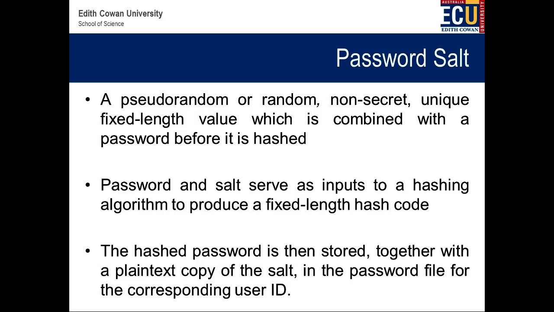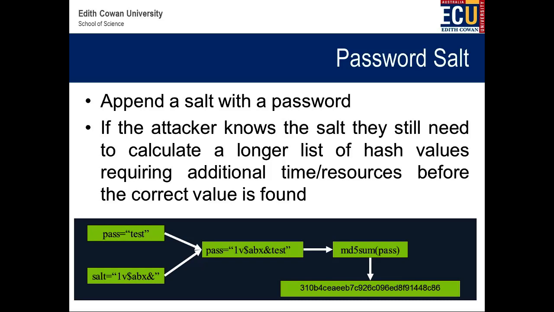Password and salt serve as inputs to the hashing algorithm to produce a fixed length hash code. The hashed password is then stored together with a plain text copy of the salt in the password file for the corresponding user IDs. So systems that implement password salts have, in their system password file, the salt value in plain text, and the hash value of the salt and the plain text password.